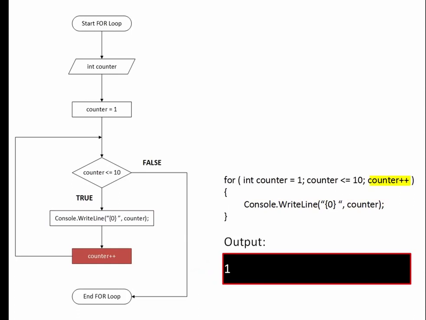Next, the control variable is incremented by 1. So the value of the counter will go from 1 and become 2. This process will be repeated until counter is no longer less than or equal to 10.